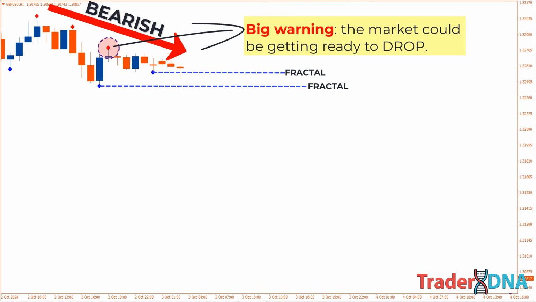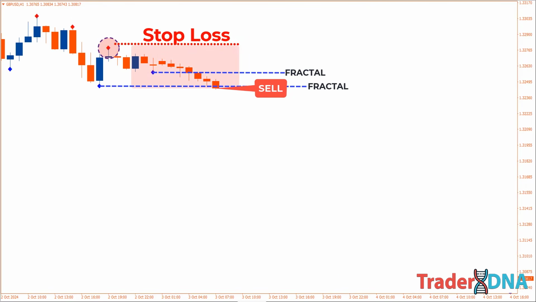The key move here is to watch for the price to cross below and close lower than the entire candle where that down arrow appeared. Only after that confirmation do we enter the trade, at the closing price of the first candle that successfully breaks and closes below the fractal candle. That's how we catch real momentum and avoid getting wrecked by fake outs.